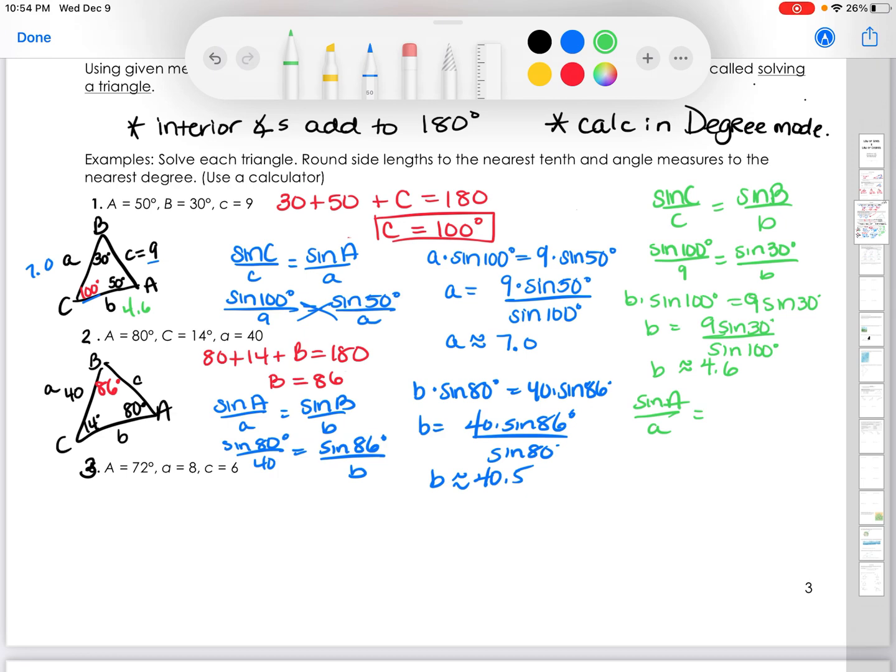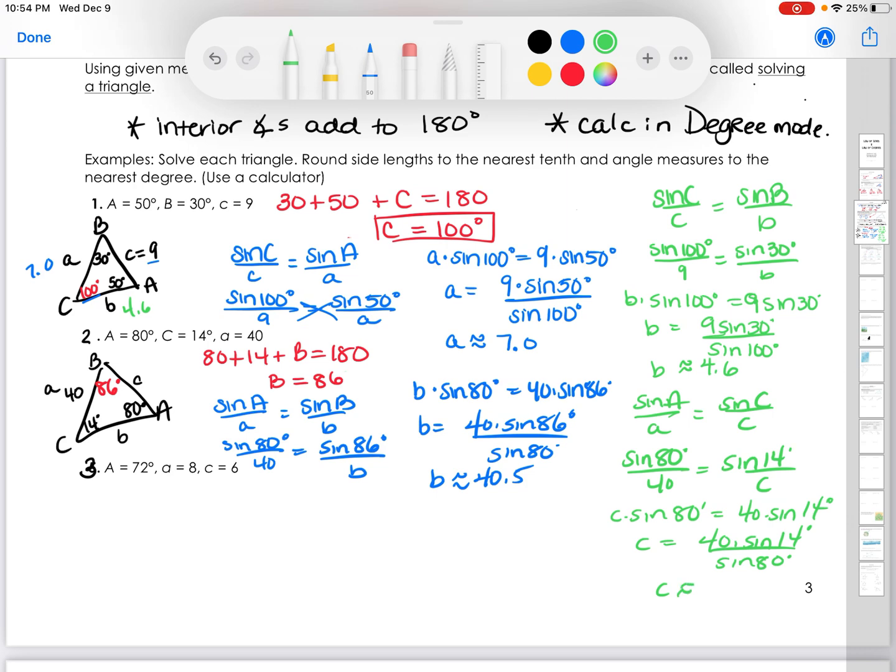So we have sine A over A is equal to sine C over C, and let's plug in what we know. So we have sine of 80 over 40 is equal to sine of 14 over C. All right, cross multiply. So C sine 80 is equal to 40 times sine 14, and then we'll divide. So C equals 40 times sine 14 over sine of 80. So we're going to get that C is about 9.8.